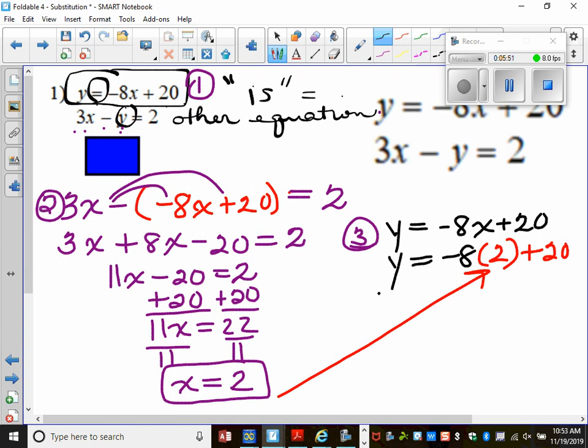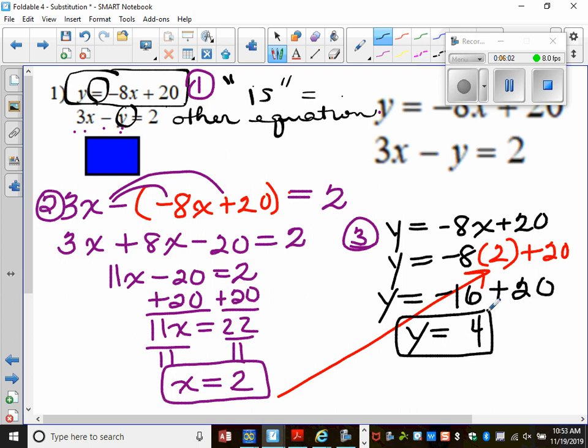So that will give me y equals negative 16 plus 20. So what is the value of y? 4. And then the very last step is just to write your final answer as a coordinate. So yes, if we were to graph this, they happen to come out to be nice whole numbers. They would intersect at 2, 4.